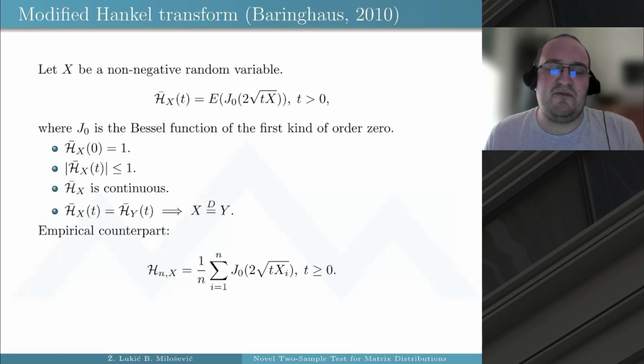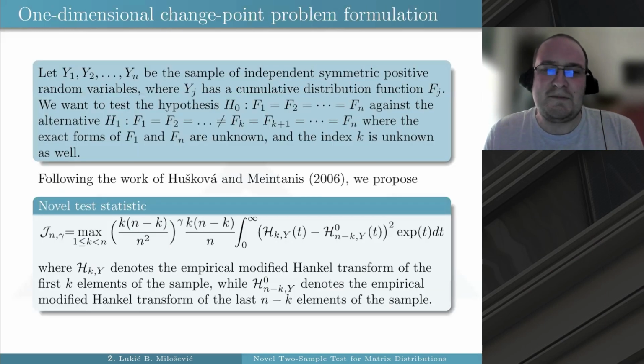So the first object I'm going to explain is the modified Hankel transform introduced by Baringhaus in 2010. It has this exact form. It has some very nice properties, which are quite similar to the properties of the characteristic function. And also it uniquely determines the distribution. There is always in statistics an empirical counterpart, which is going to be used to build a test.